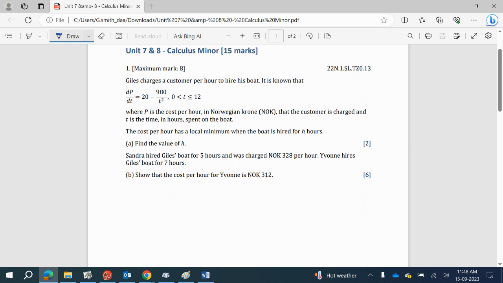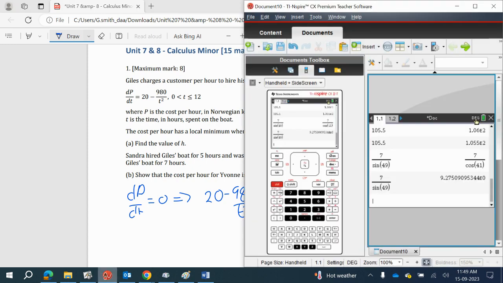So to find a minimum or maximum point, we want to find when the derivative is equal to 0. So that means we need 20 minus 980 over t squared to equal 0, which will have the solution. Let's pull up our graphing calculator on that one.